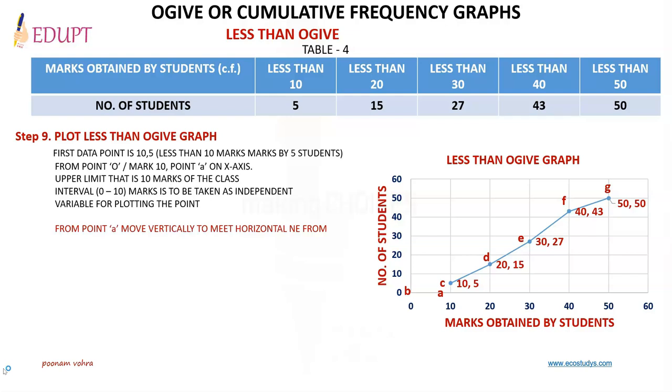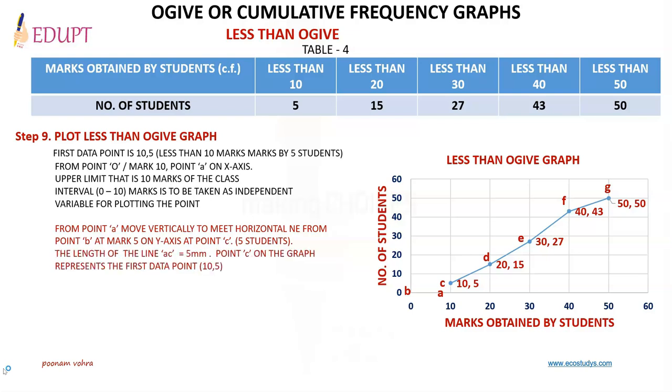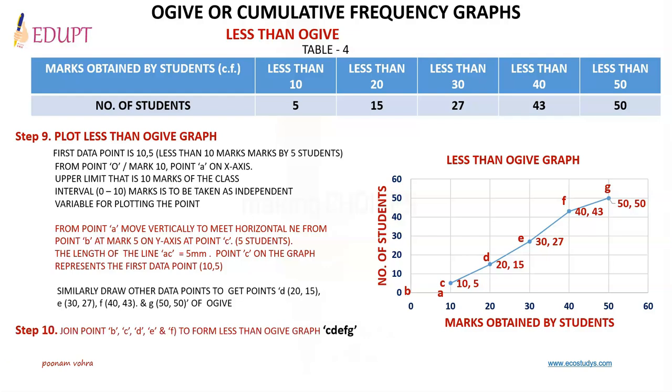and you get point D representing less than 20 marks obtained by 15 students, point E less than 30 marks obtained by 27 students, point F less than 40 marks obtained by 43 students, and point G less than 50 marks obtained by 50 students. So by joining points C, D, E, F, G, you get the less than Ogive graph, which is upward sloping.